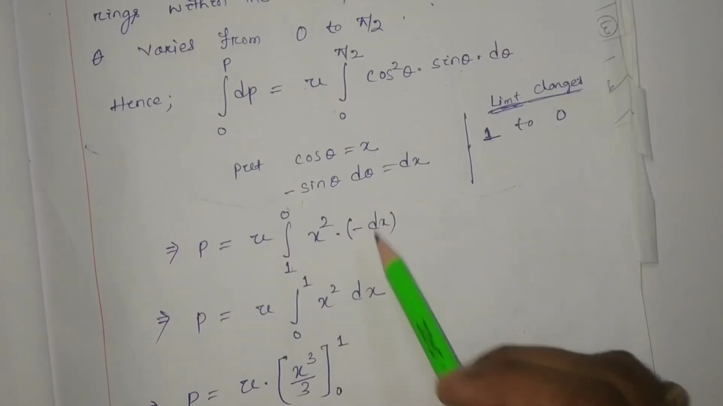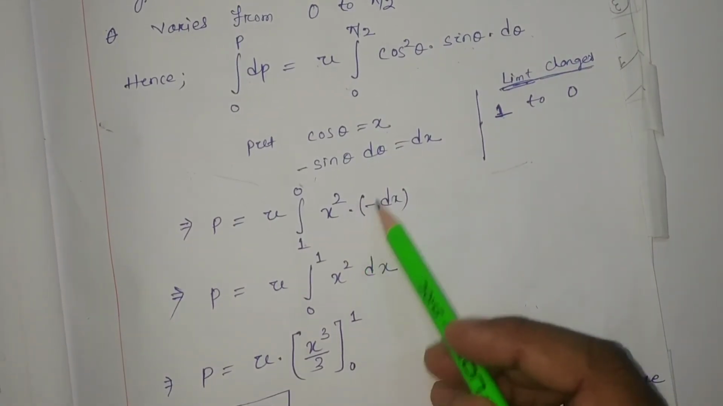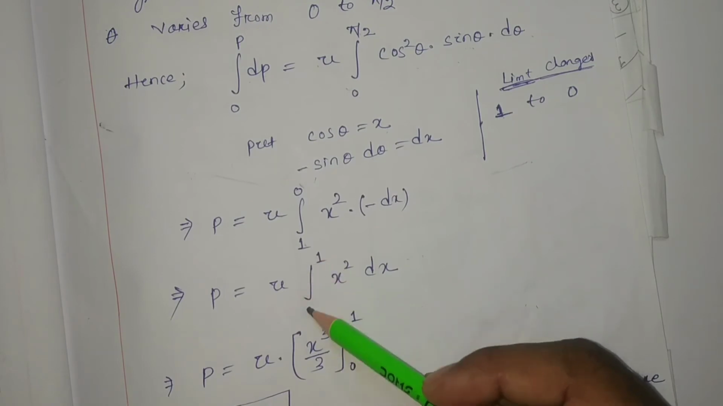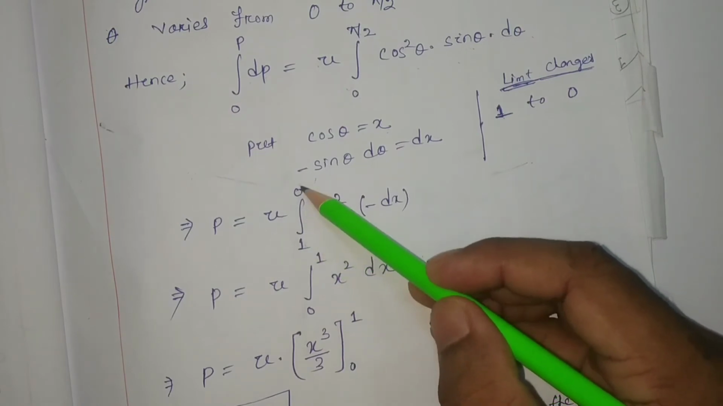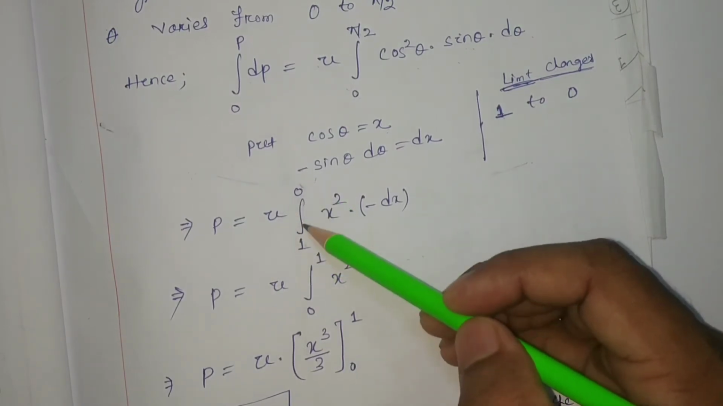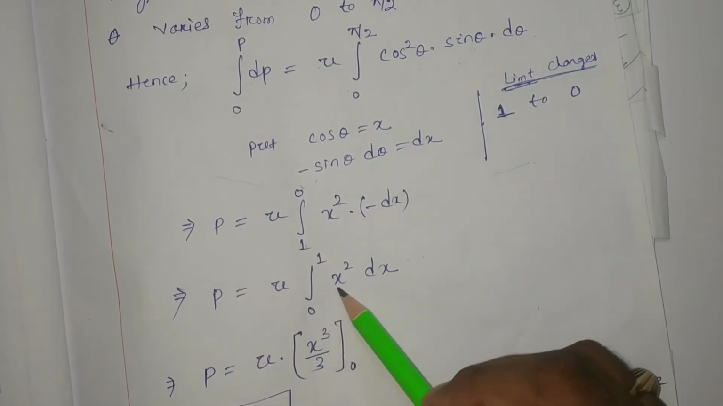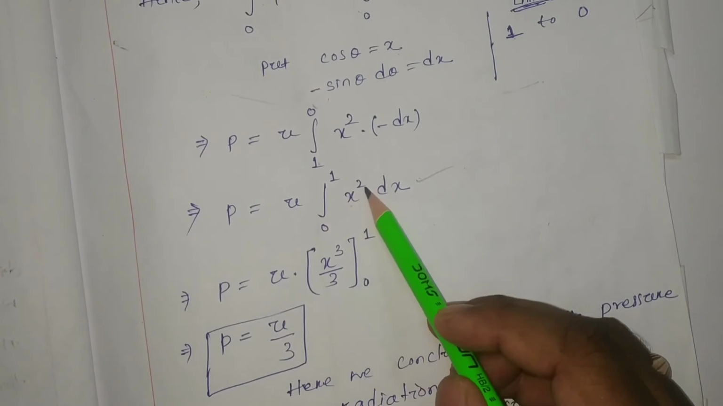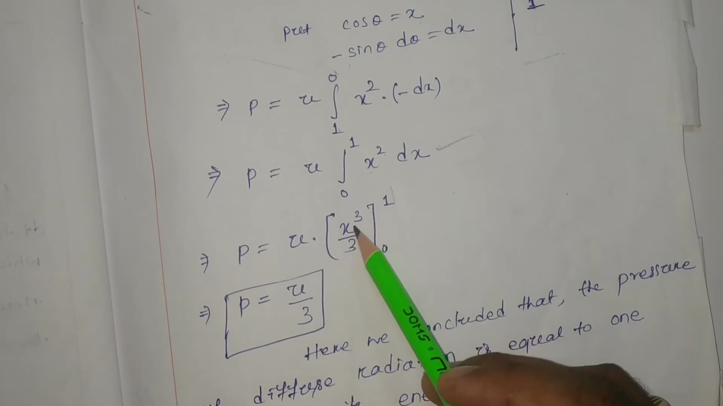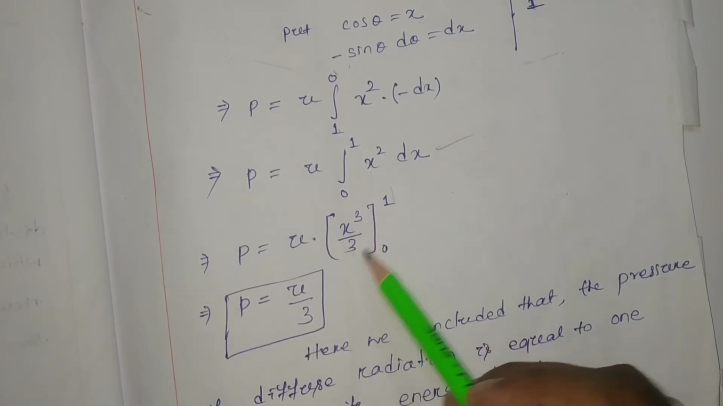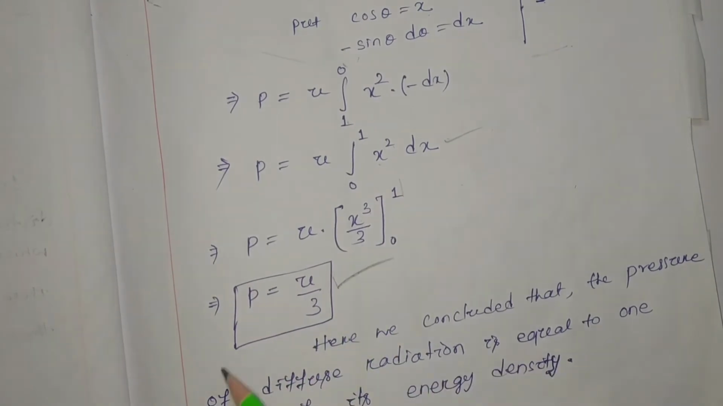So the minus has been omitted because the limit has been exchanged. We know that if 1 to 0 is exchanged to 0 to 1, it gives a minus. So minus times minus is plus. So u times the integral from 0 to 1 of x square dx. The integration of x square is x cube by 3, with limit 0 to 1. Put 1, it will be 1 by 3; put 0, it will be 0. So at last we found P equal to u by 3.